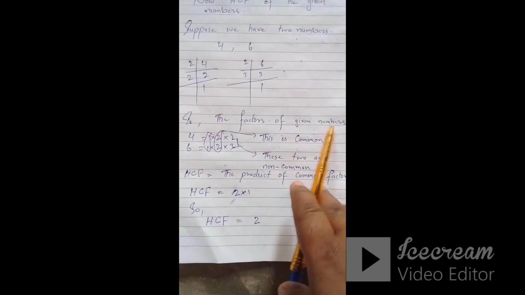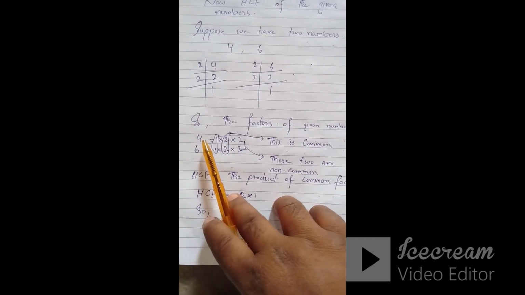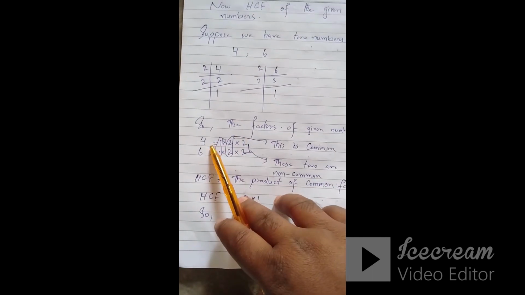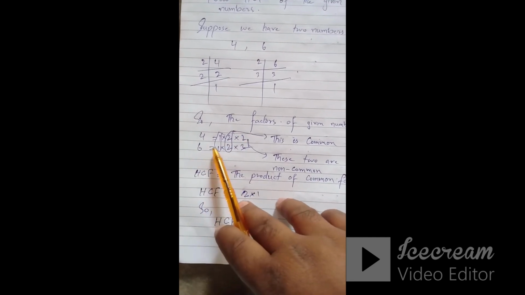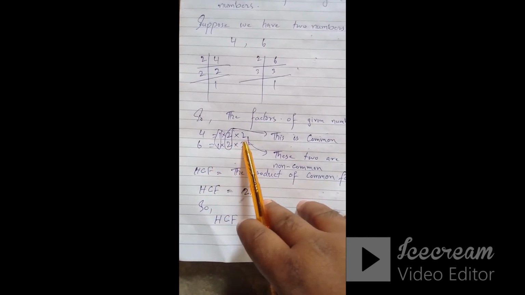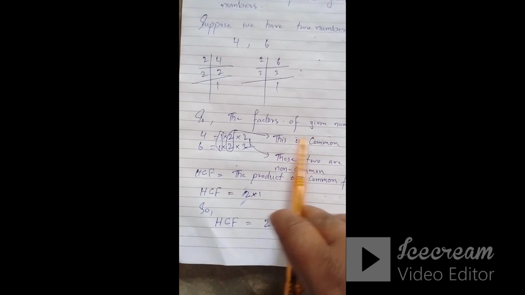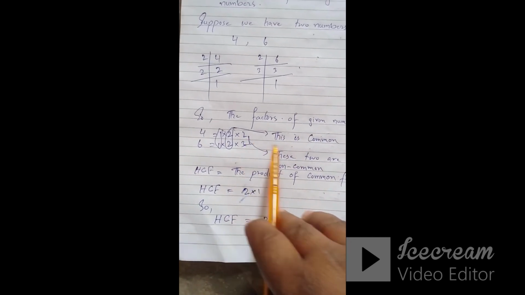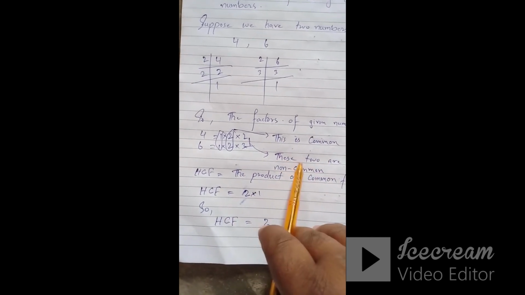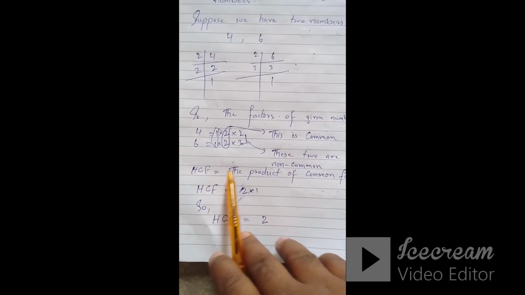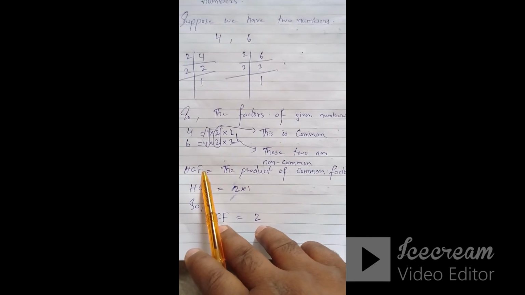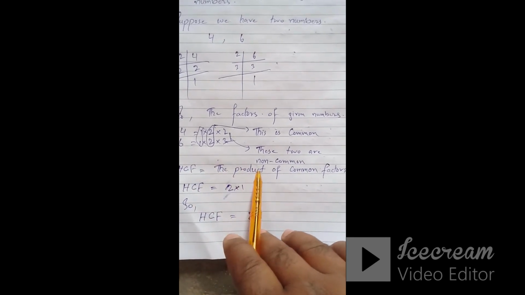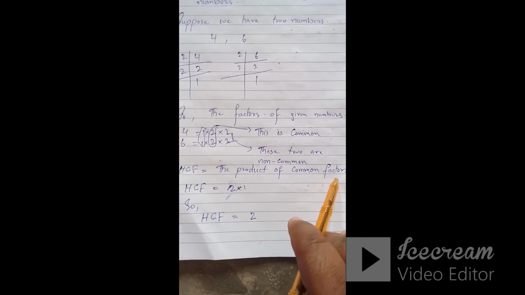So the factors of the given numbers: the factors of 4 are 1 and 2, and the factors of 6 are 1, 2, 3. These are common factors, and the 2 and 3 that are left are called non-common factors. So HCF is the product of common factors only. Friends, remember, HCF is equal to the product of common factors only.